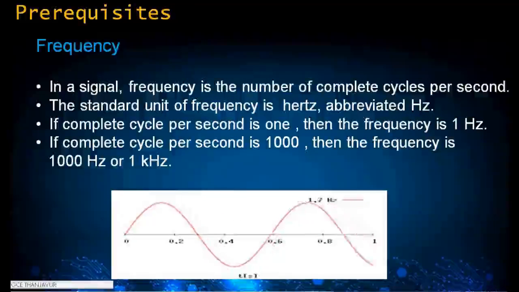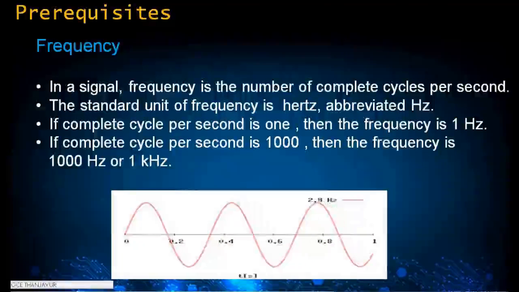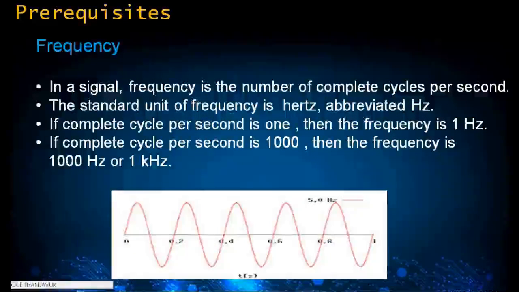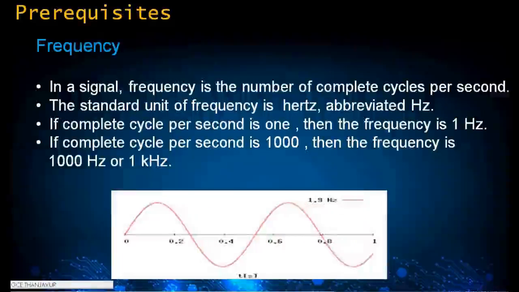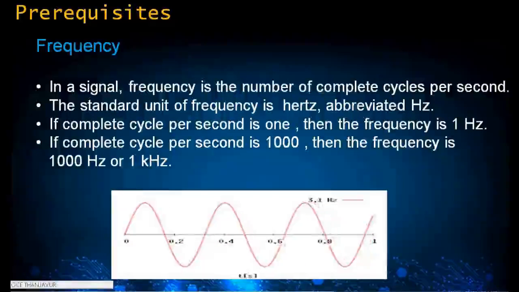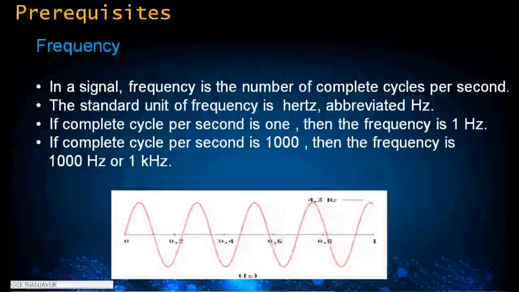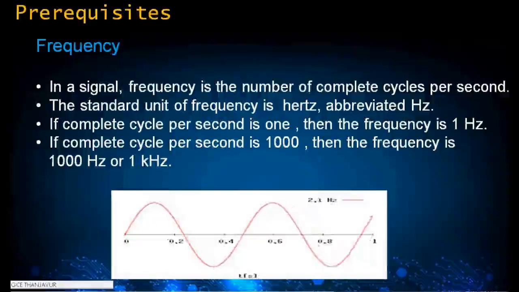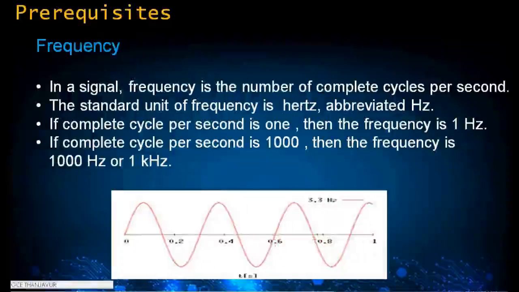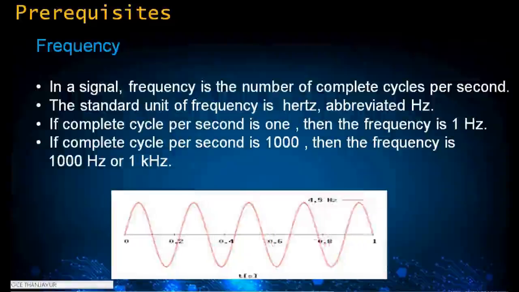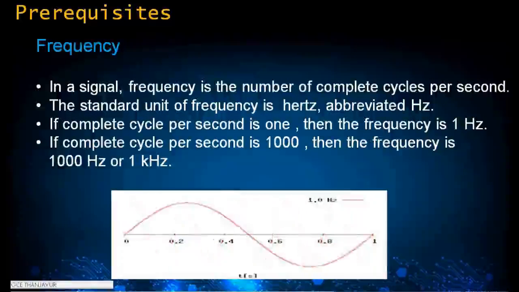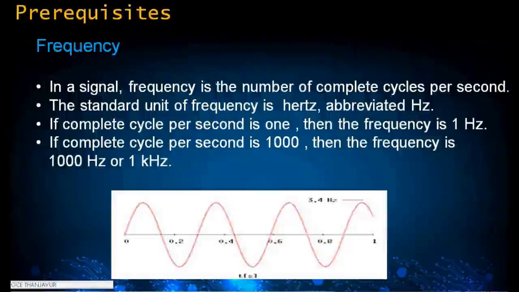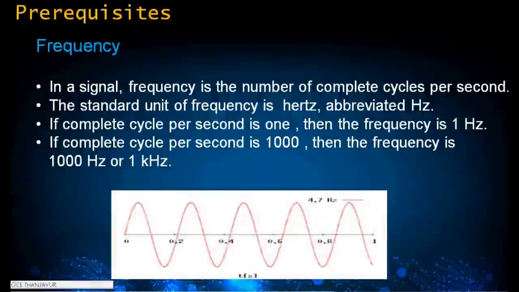Next one is frequency. In a signal, frequency is the number of complete cycles per second. A complete cycle means both positive and negative cycle. The standard unit of frequency is Hertz, abbreviated Hz. If complete cycles per second is 1, then the frequency is 1 Hertz. If complete cycles per second is 1000, then the frequency is 1000 Hertz or 1 kilohertz.